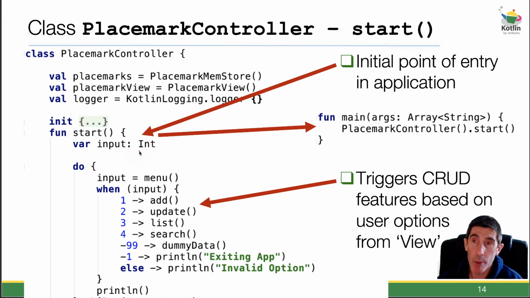Okay, so in our placemark view, that's where we will see all the menus and all the prompting for information, which in turn gets passed back to the controller, inside that start via that menu call, and then goes off and triggers the add and update list and whatever needs to be done back in the placemark memstore class. Again, we'll see examples of that in a minute.